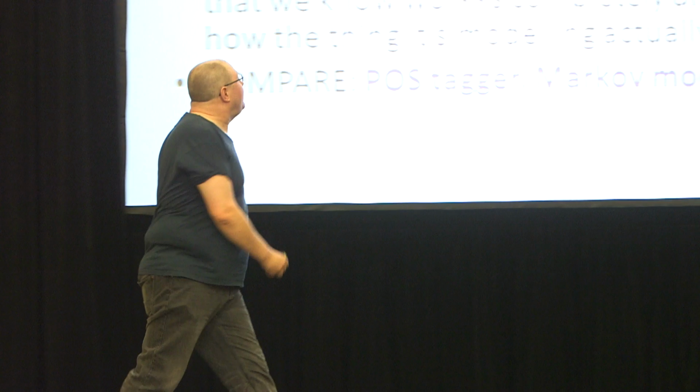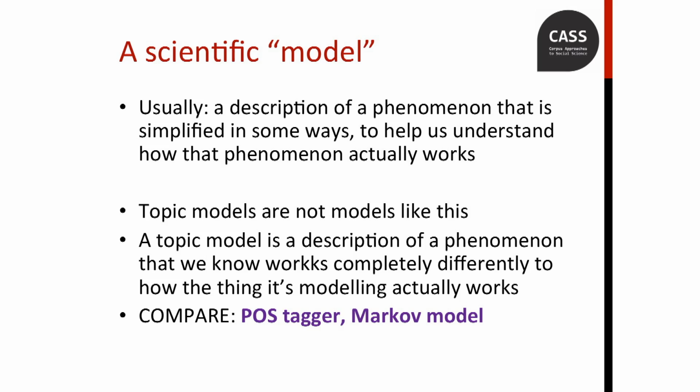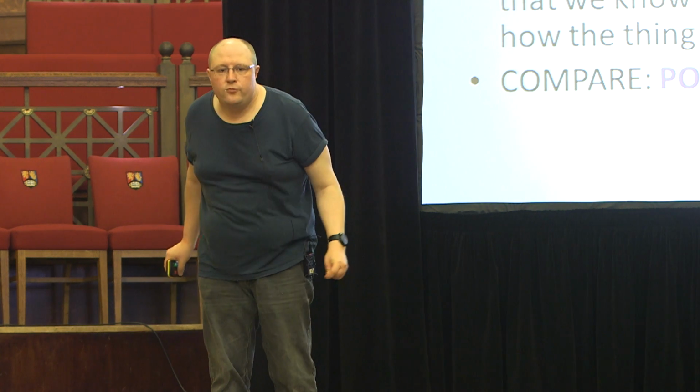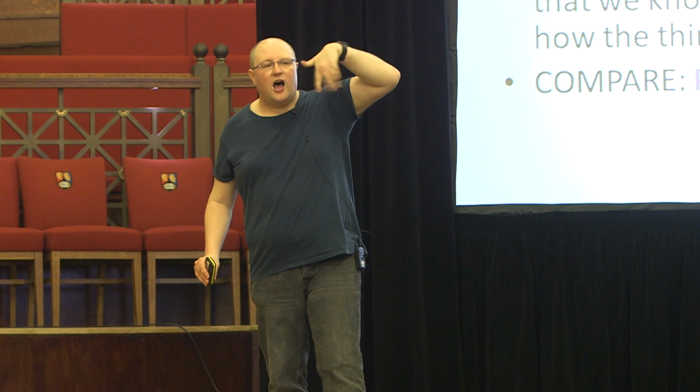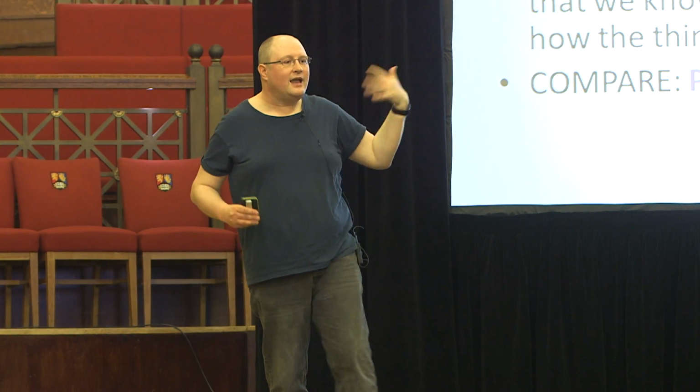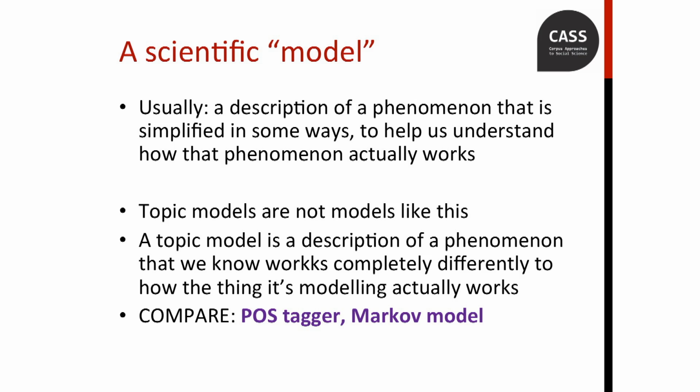Usually, model means a description of a phenomenon that is simplified in some ways to help us understand how that phenomenon actually works. So, for instance, if you talk about the planets going in circles around the sun, that's a simplification because they're not really exact circles, they're ellipses. But by talking about circles going around the sun, you can start to understand things about orbits, you can start to understand things about gravity. That's a scientific model. A topic model is not like this.